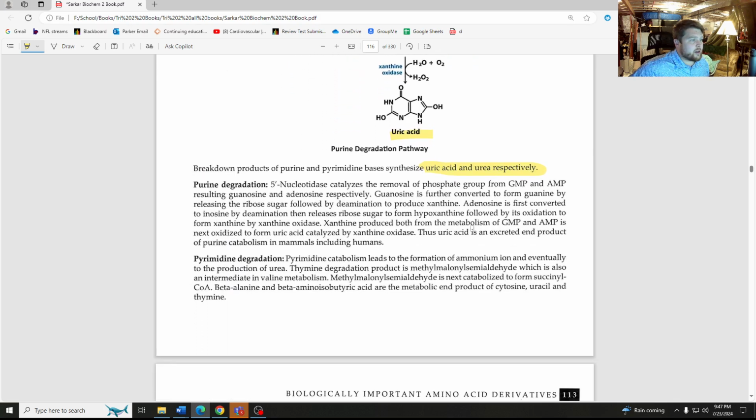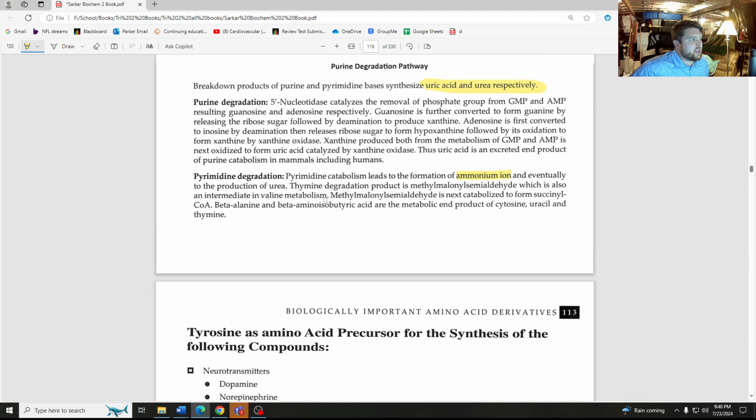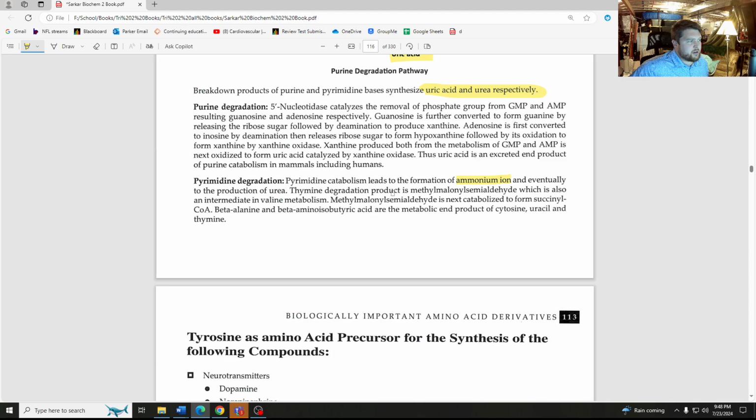to hopefully remember that. And then so it forms the uric acid, and the uric acid is an excreted end product of purine catabolism in mammals, including humans. Pyrimidine catabolism leads to the formation of ammonium ion and eventually to the production of urea. Thymine degradation product is methylmalonyl semialdehyde, which is also an intermediate in valine metabolism.